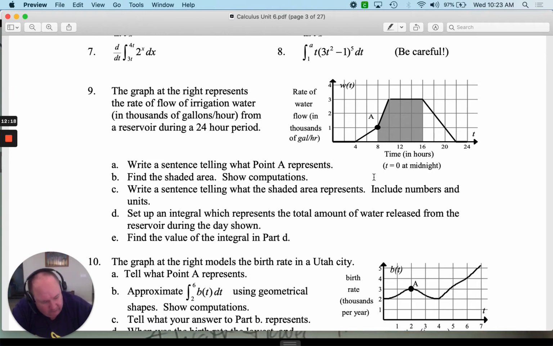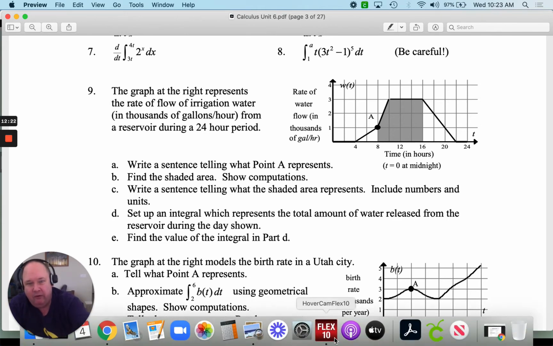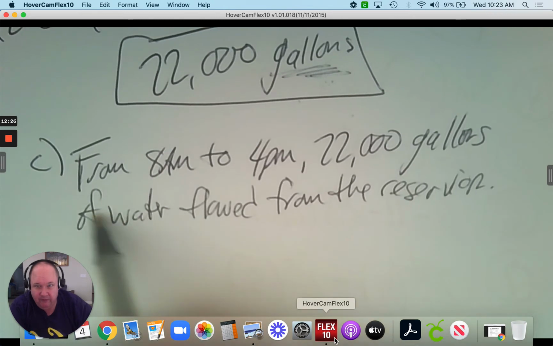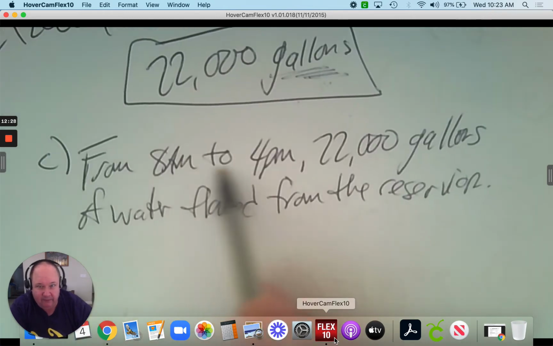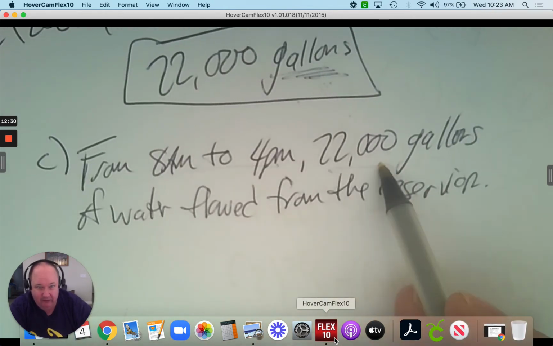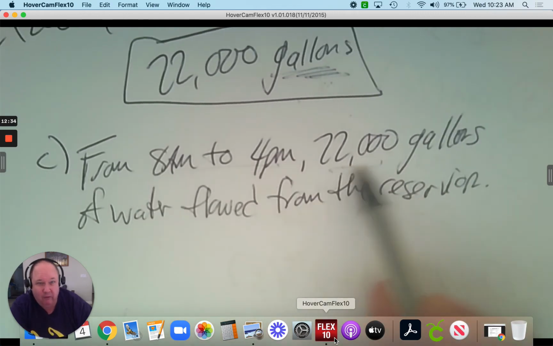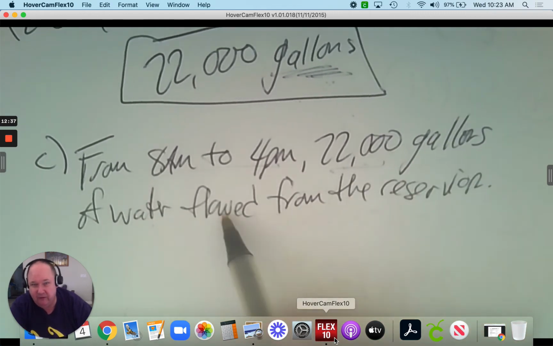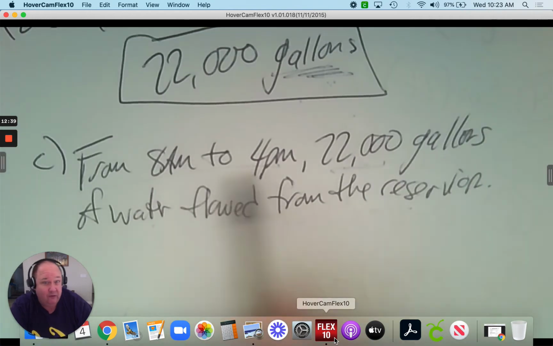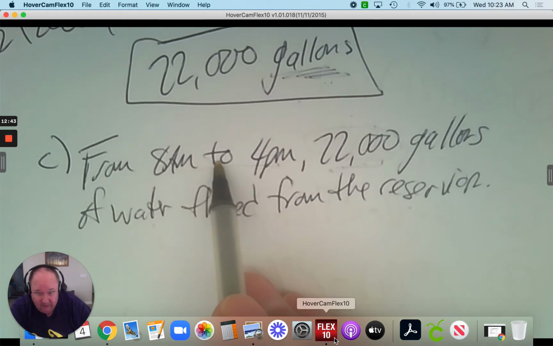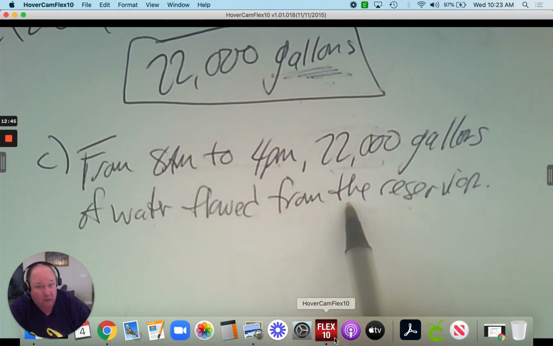So what makes this a good sentence? I'll show it to you. A good sentence in calculus involves both axes. So it involves the axes about time and my answer, which is the other axis. So from 8 a.m. to 4 p.m., 22,000 gallons of water flowed from the reservoir. So it's not just the answer 22,000, but it's within the context of the question and the story as well.